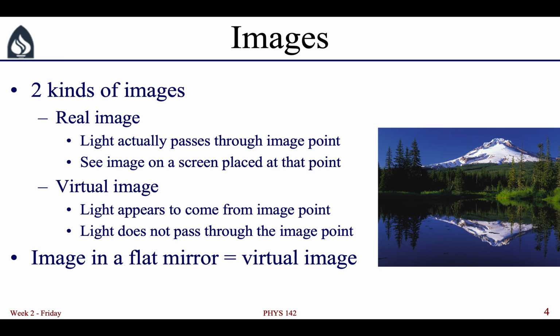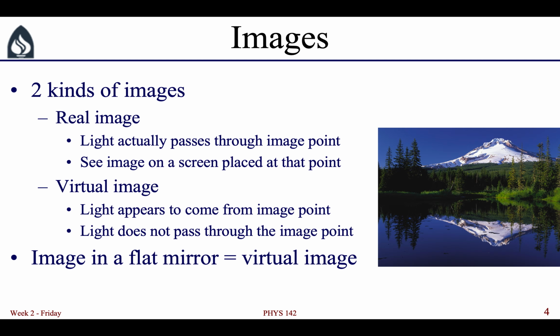Now there are two kinds of images possible that you can get with mirrors. One is a real image. For a real image, light actually passes through the image point. It actually passes through the point where you see the image in the mirror. You can see an image on a screen that is placed at that point. So real images can be projected onto screens.